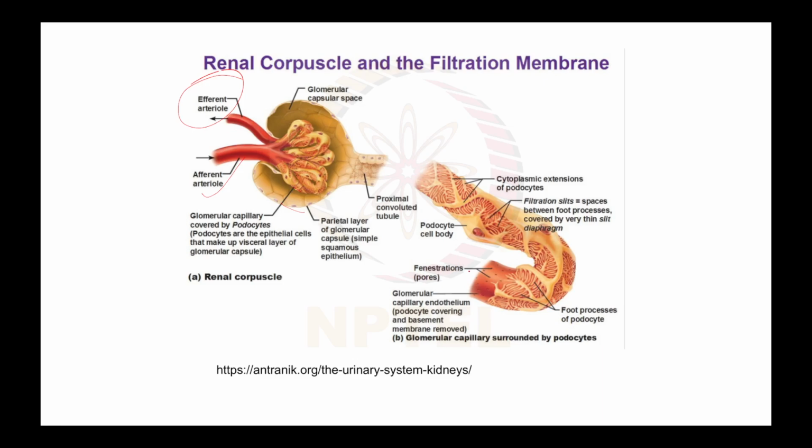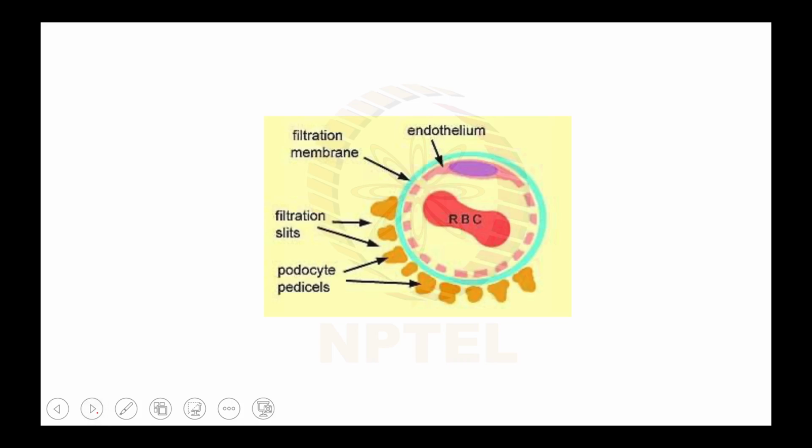Okay, this is a more detailed structure of this capillary. This is the fenestration, the pores you can see here. These are the cytoplasmic extensions of the podocytes, and this particular one is the filtration slits, the spaces between the foot processes covered by a very thin slit diaphragm, where the filtration takes place. If you see a dissected section, this is the inner endothelial layer of the capillary, and this is the nucleus of that endothelial cell. Here the RBC is passing.